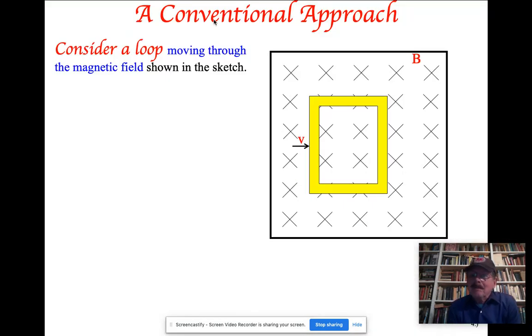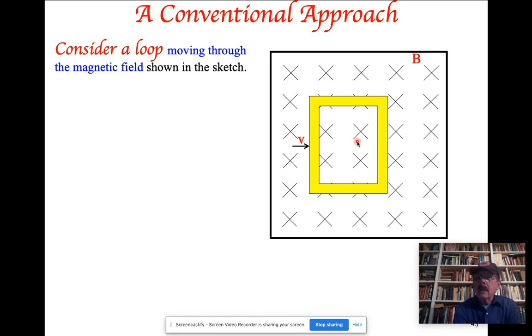Hello, everybody. So I need to talk a little bit about Faraday's law. And to do that, I want to set it up with a situation. So what we're looking at here is a magnetic field. This is a region in which there's a magnetic field, field into the page. Here you have a loop of wire that is moving to the right. And as it does, it just moves through the field.